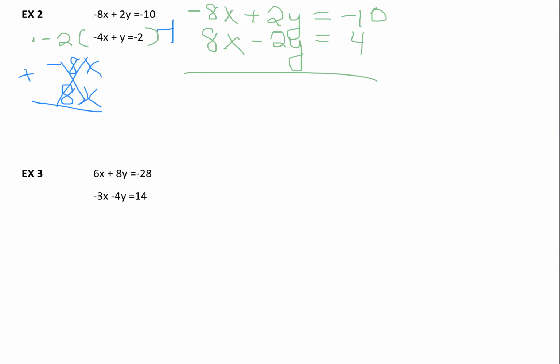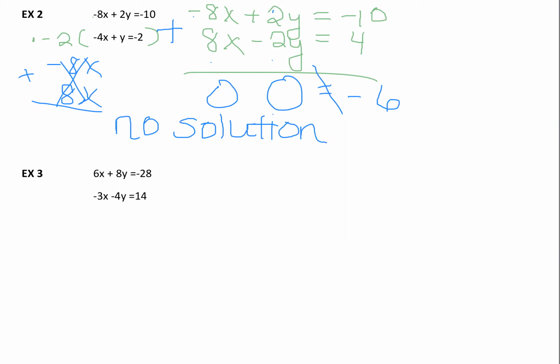So when I add these together, -8 and 8 is 0, 2 and -2 is 0, and this is -6. 0 is not -6, so this is an example of a no solution. This is an inconsistent no solution. And then we'll go down here.